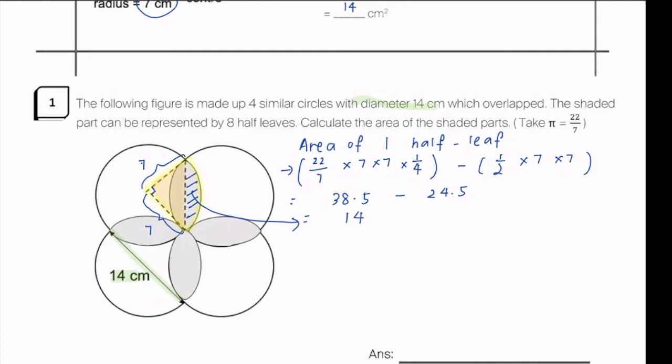In short, the shaded part has 8 half leaves. You have already found the area of half a leaf, so to find 8, we get 14 times 8. And this is our answer.